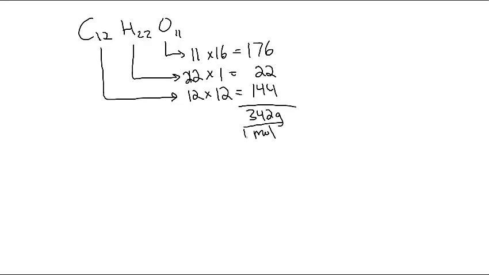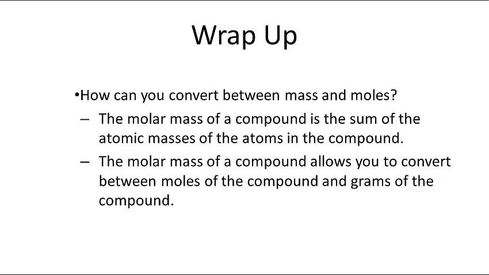That's how you find the molar mass of a compound. You just take all the constituent atoms, multiply them by their molar masses, and sum them all up. Okay, how can you convert between mass and moles? Well, the molar mass of a compound is the sum of the atomic masses of each atom, as I just showed you. And the molar mass is a conversion factor, basically a ratio that allows you to convert between moles of a compound and grams.